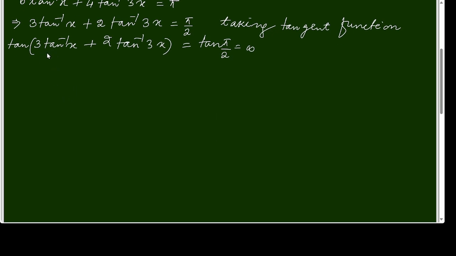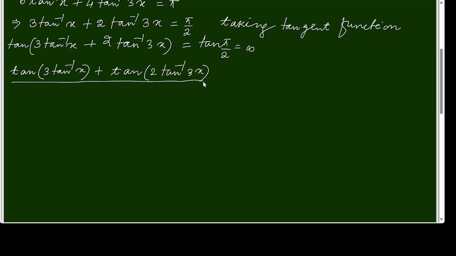So here I'll put the formula tan a plus b. So it will be tan a, that means tan 3 tan inverse x, plus tan b whole over 1 minus tan a into tan b. So tan of 3 tan inverse x plus 2 tan inverse 3x equals infinity. Infinity means we know that the denominator is 0.